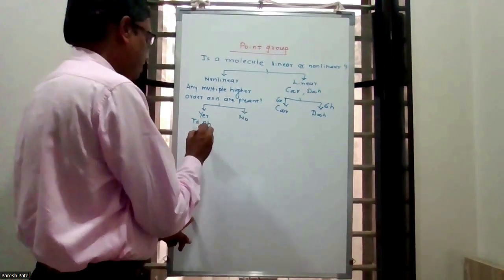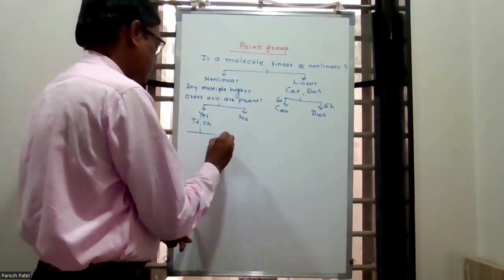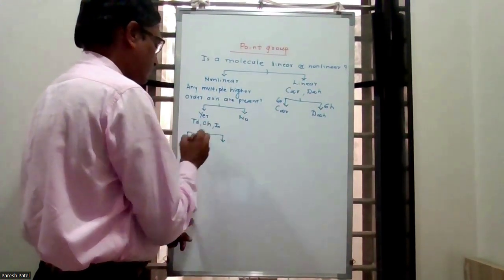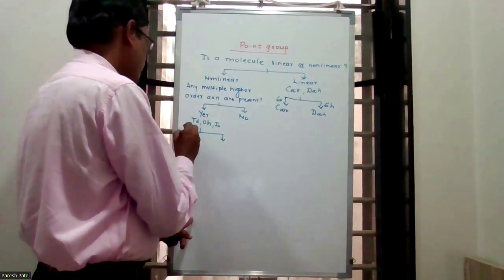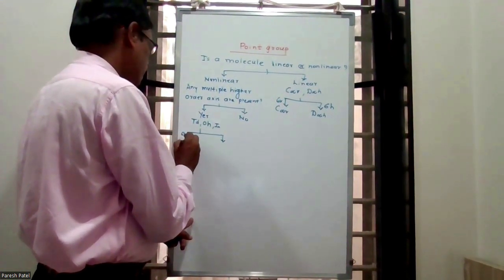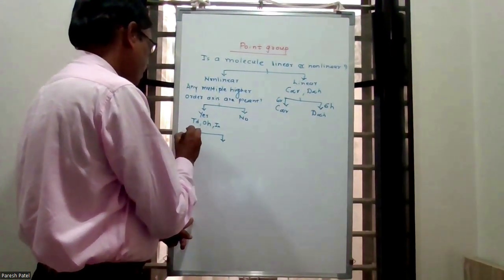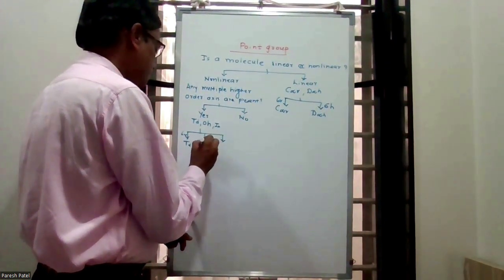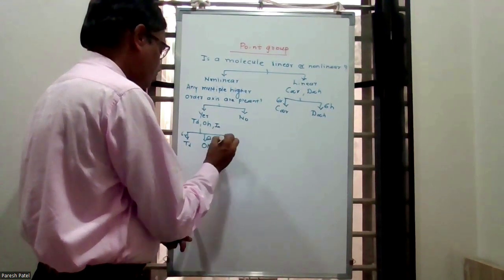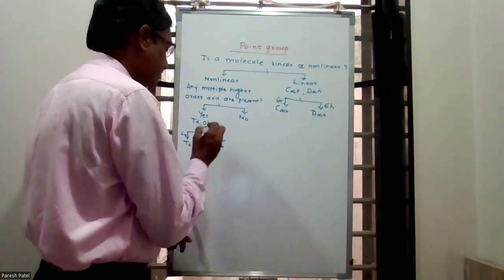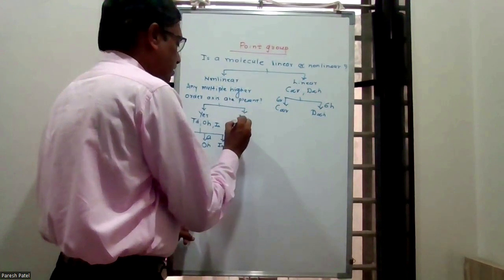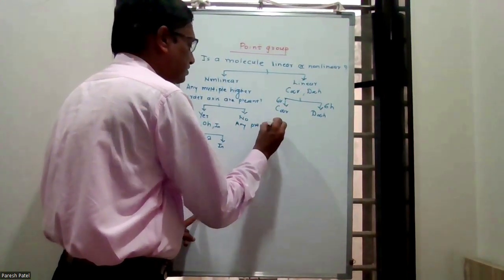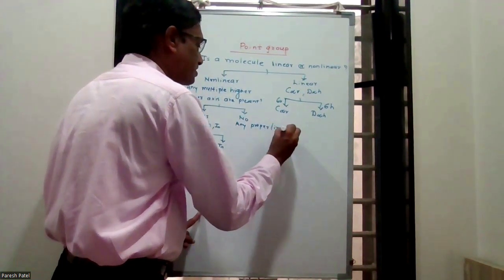Then we have to check whether sigma h or sigma v is present. If sigma v is present, then Td. If sigma h is present, then Oh point group. If both are absent, then no proper or improper axis of rotation.